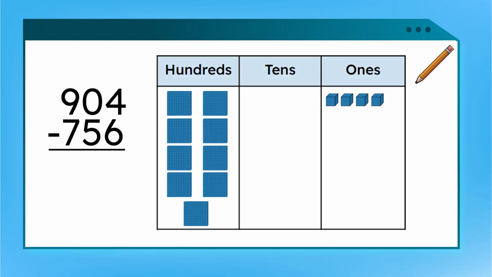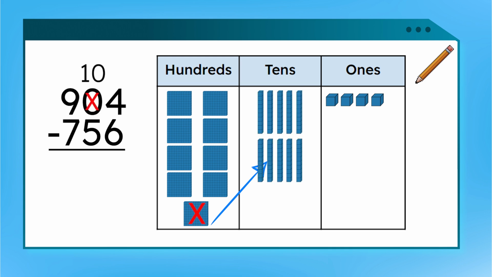Since we have a 0 in the tens, we need to see if we can regroup from the next place value. Next door is the hundreds place, and we have 9 hundreds. If we regroup 100, how many tens do we get? That's it. We get 10 tens, and we're left with 8 hundreds. But we're not done yet. Remember, we needed more ones, not just tens.